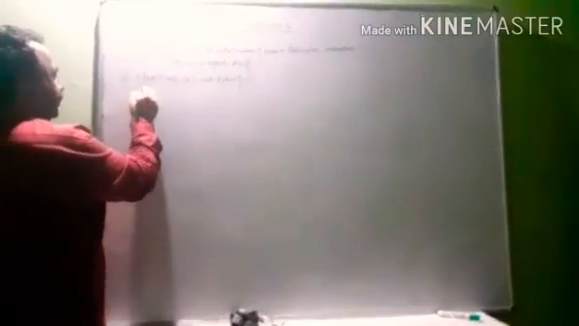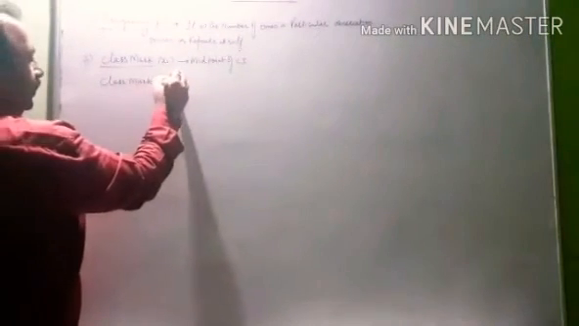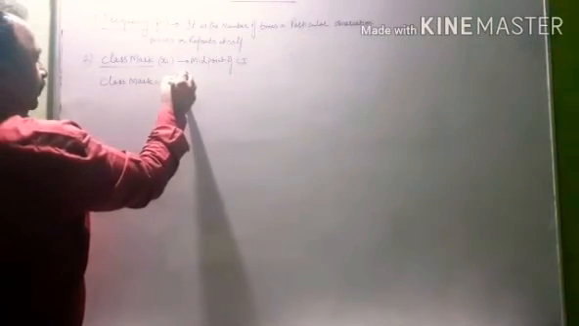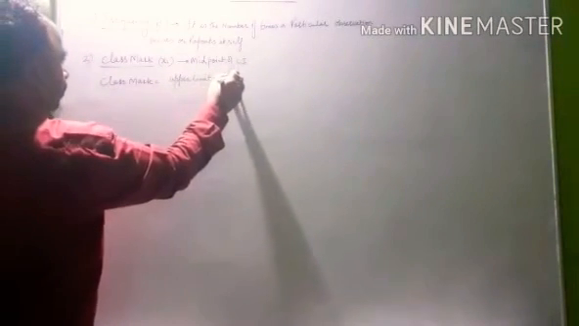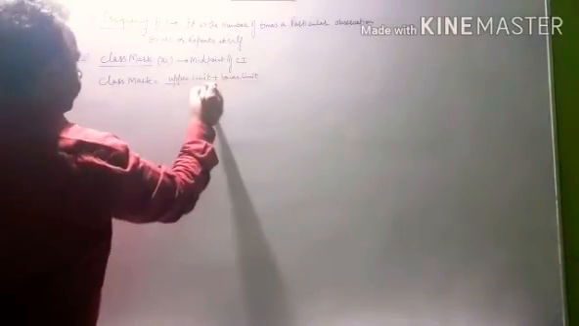Now class mark can be calculated as upper limit plus lower limit, divided by 2.